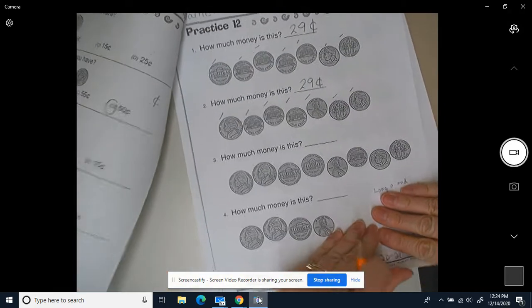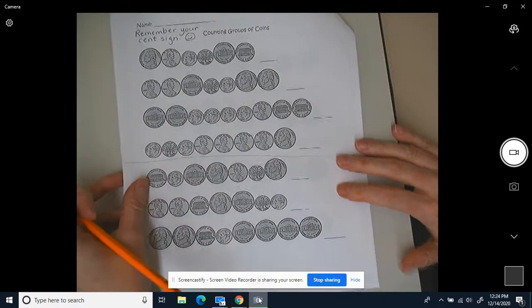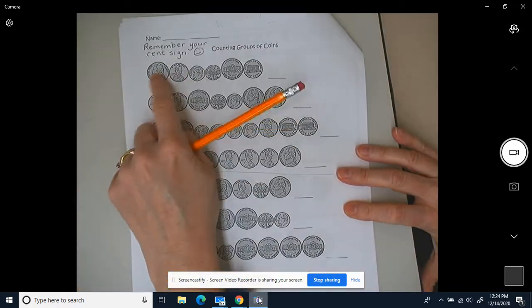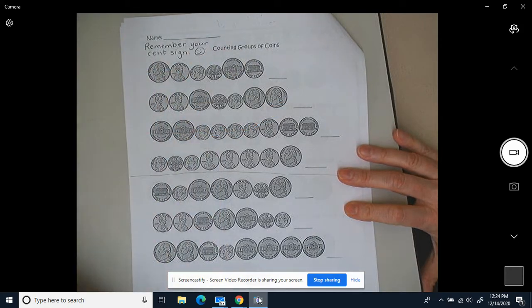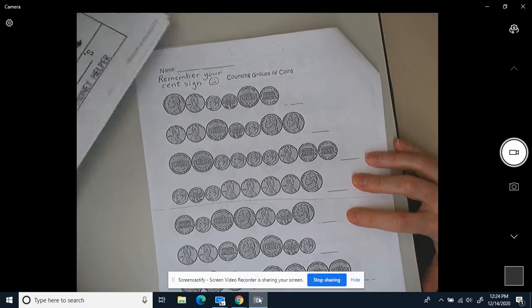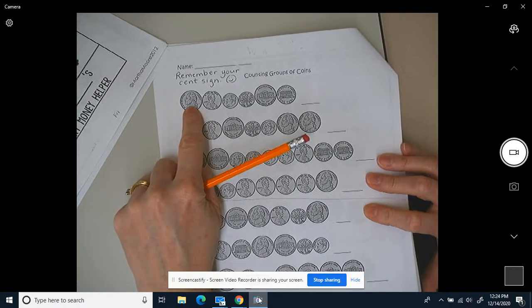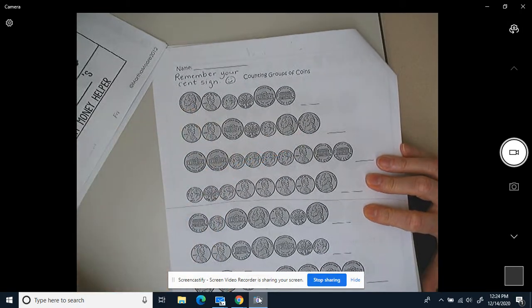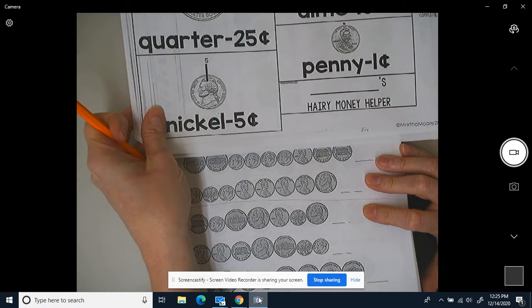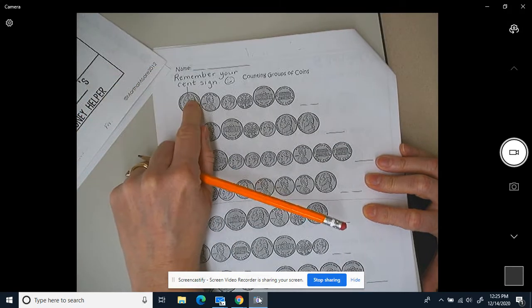I'm going to turn ahead. We already did a couple of these pages last week. So we're ready for this one where I wrote, remember your cent sign. And I have a Hairy Money helper over here that we can refer to. I'm going to show you how this Hairy Money strategy might work. So what coin is that? That's a nickel, isn't it? Well, nickels are worth 5, so they have just 1 hair. So I'm going to draw the hair on my nickel.